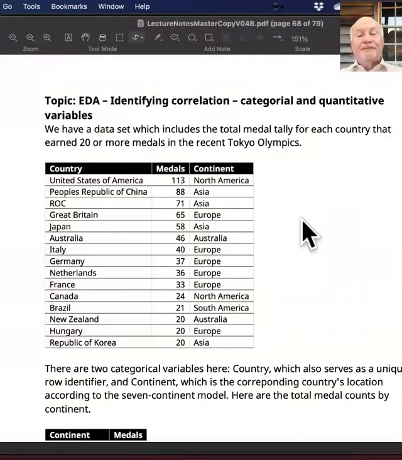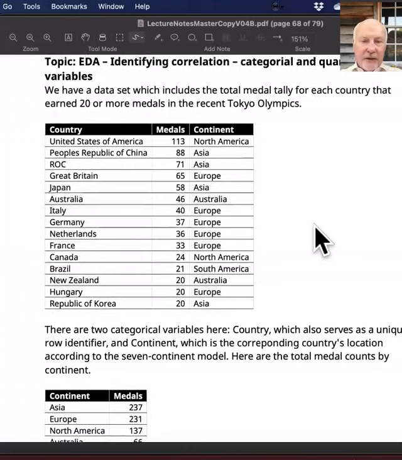So now we're moving on to the next thing, which is when we start looking at two variables together. And this is where we start looking for some kind of evidence of association or correlation. And we'll start off here with an example, this is just one I pulled from the Tokyo Olympics.